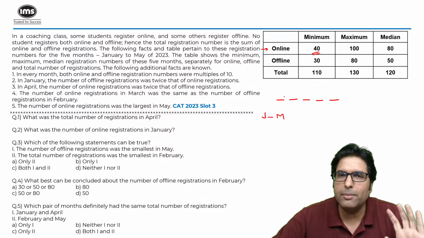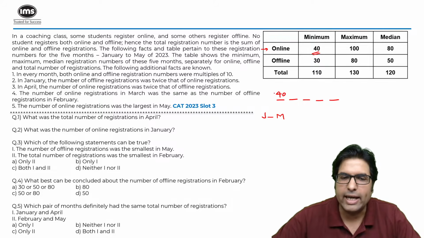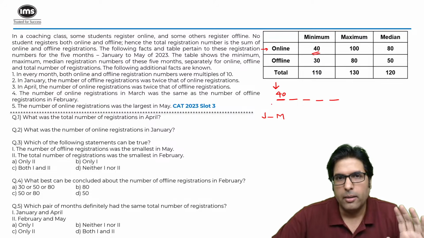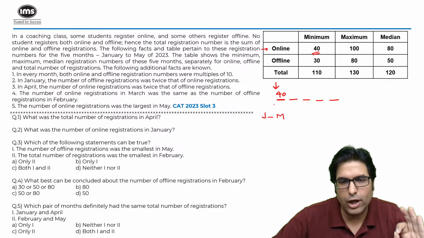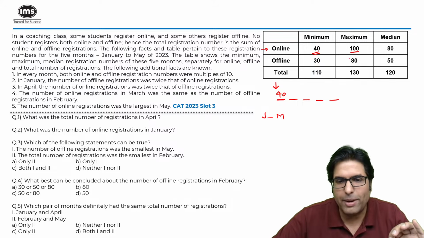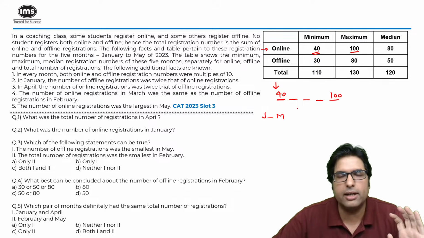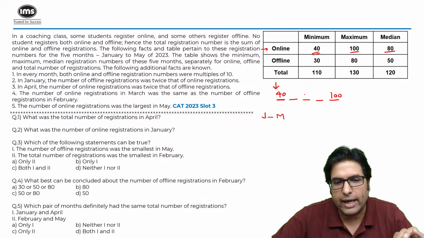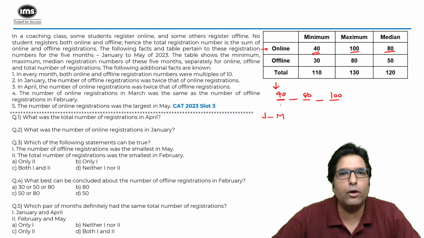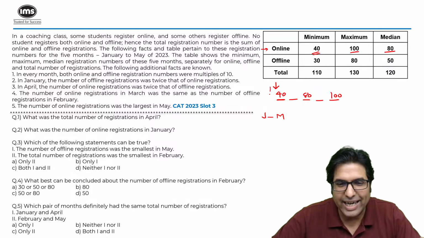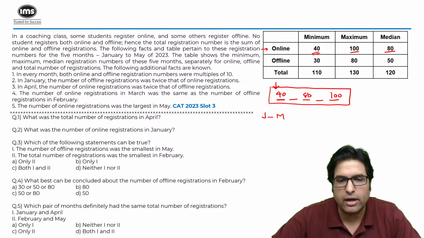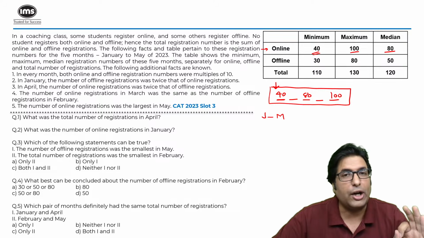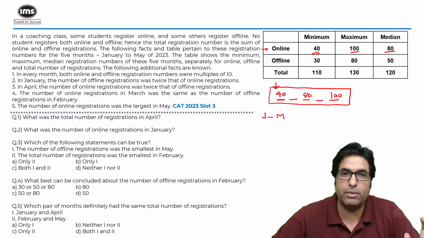We know for sure that the minimum value is 40. So can I say the leftmost position will have a value of 40? And because I know maximum is 100, I know for sure that the last position will definitely be 100. And because I know the median is 80, for online, the middlemost value will be 80. This much I know for sure, 100%. So creating this 5-space structure across online and offline tremendously helps in identifying possibilities.